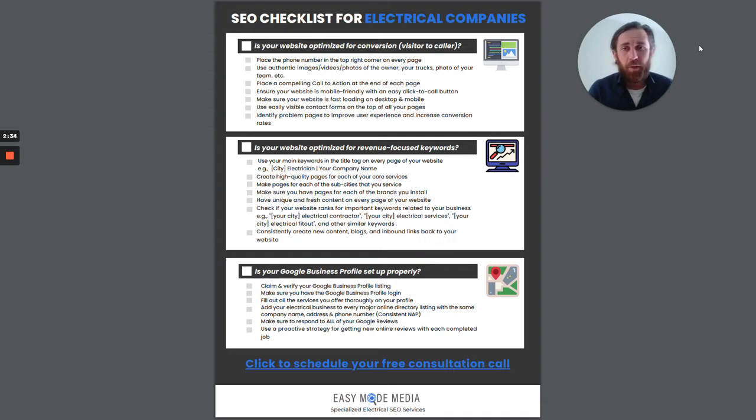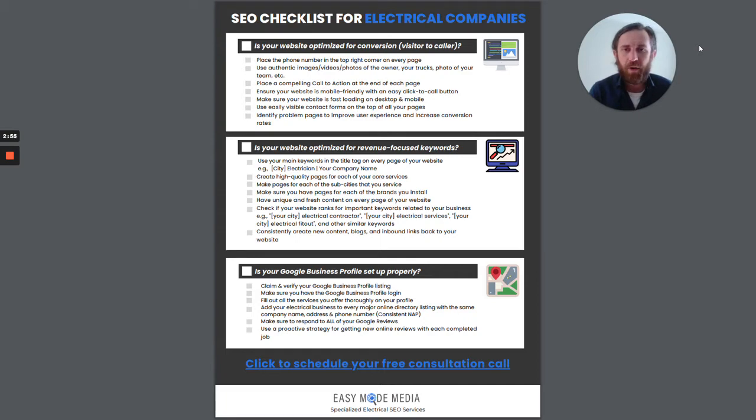Make pages for each of the sub-cities or neighborhoods that you service. This is a great way to create localized content to improve local SEO. Have unique and fresh content on every page of your website. You don't want to be copy and pasting content from one page to the other. It's not going to do as well as unique content will in Google search.